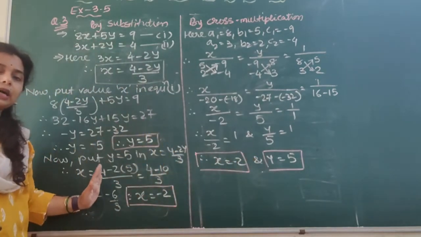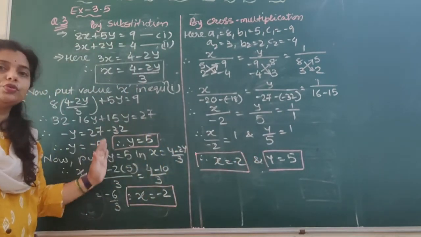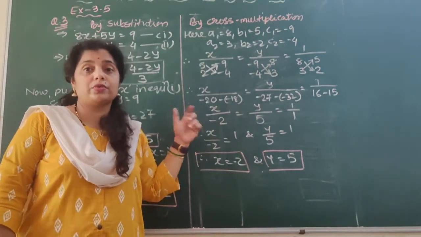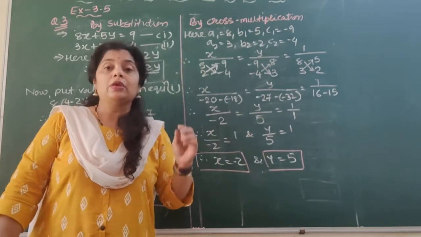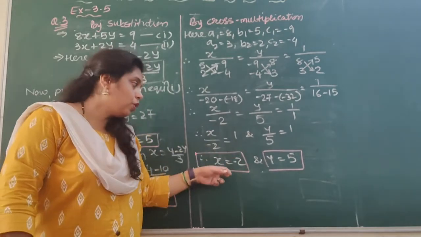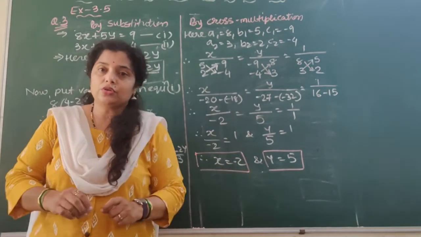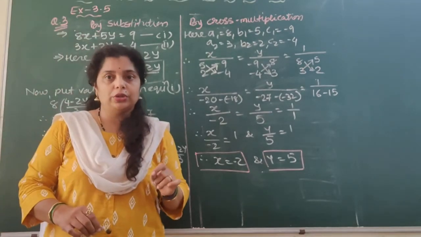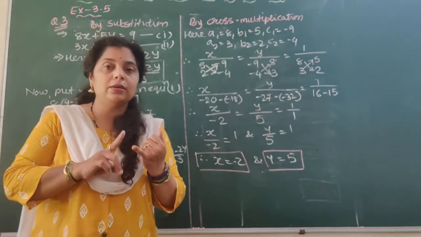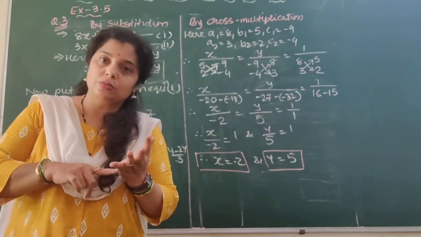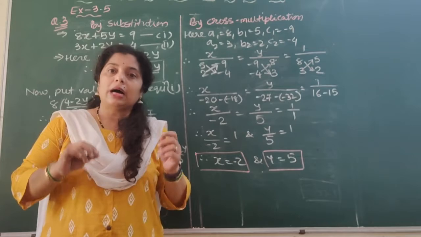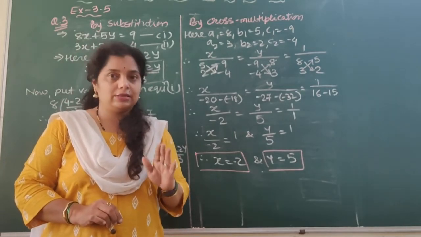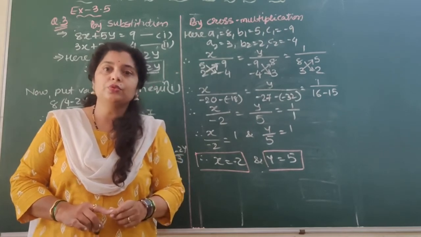So you can see that after applying substitution or cross multiplication, or if asked, the elimination method, you will get the same values of x and y. In short, any method you can apply to get the solution, either the elimination method, substitution method, or cross multiplication method, the answer you will get is the same. There is no change in the answer. Is it clear? Let's move to the next one.